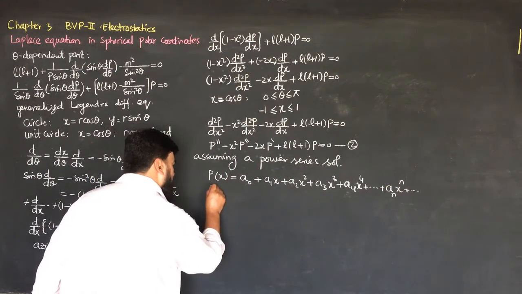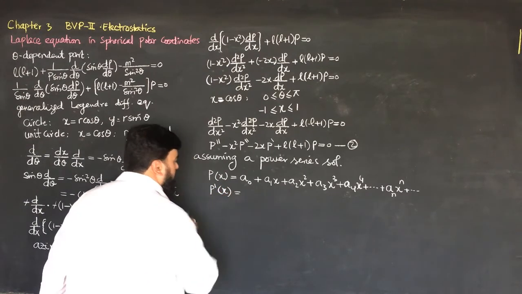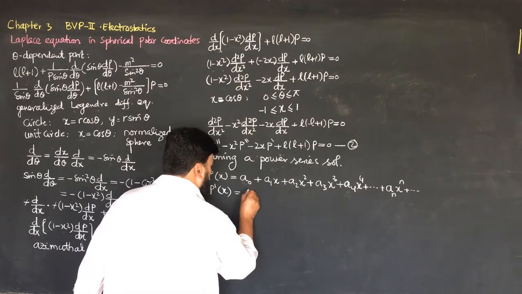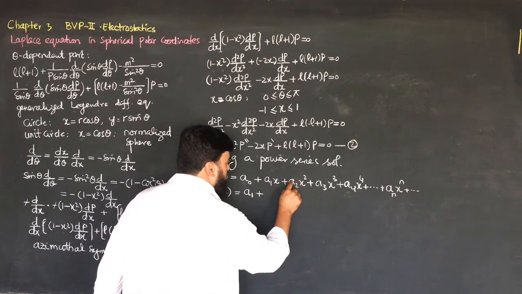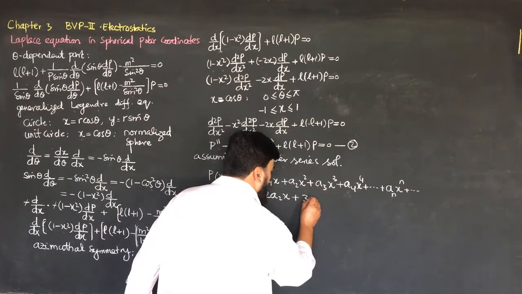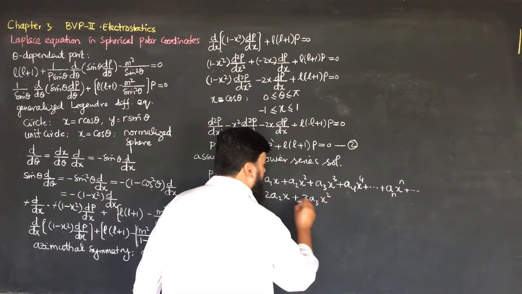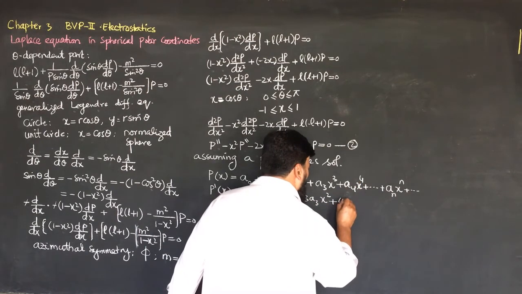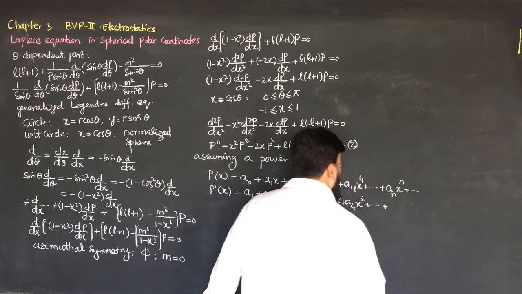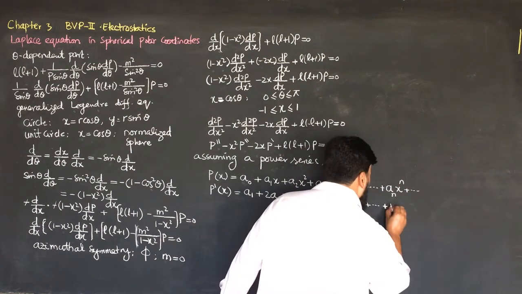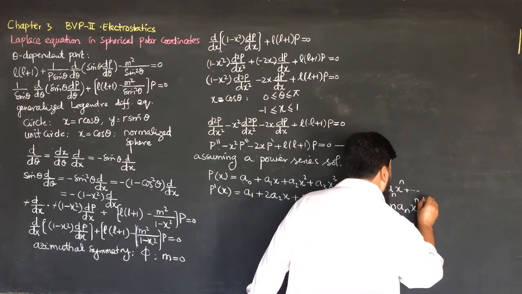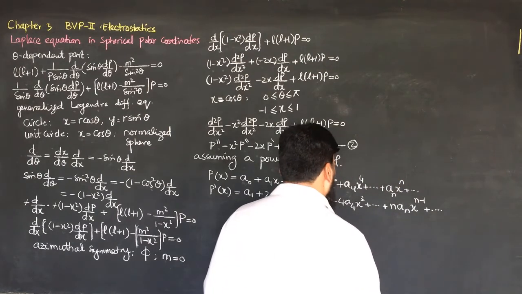Then the first derivative of this series, p prime of x, will be: a naught is a constant, so it becomes 0, and x to the power 0 is 1, so we have a1 plus 2a2 x plus 3a3 x square plus 4a4 x cube, and so on, and then the nth term, which will be n an x to the power n minus 1, and some other terms.